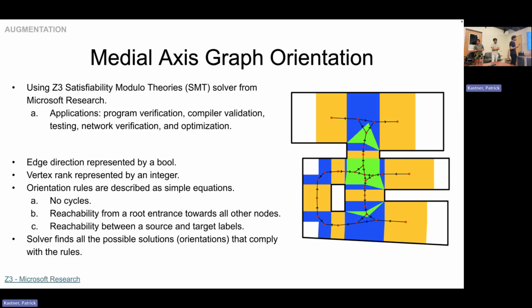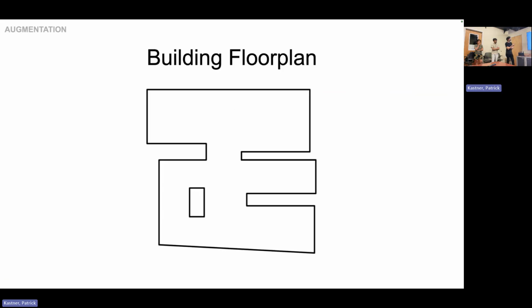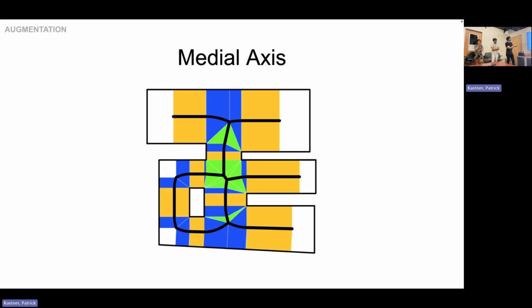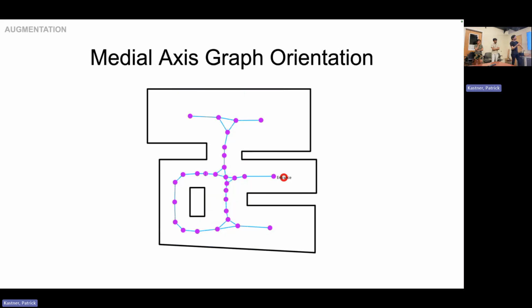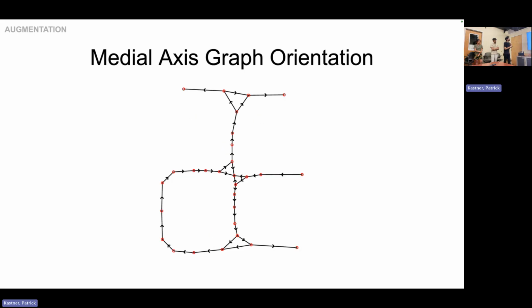So one rule is, of course, there's no cycle, this is a directed acyclic graph. It needs to be reachable from one node, which the user will define, and you can define node-to-node directions between the Medial axis to actually establish what are the ways to orient the graph. So we start with the building floor plan, we compute the Medial axis, we get the graph, we define an entrance node, so everything is directed from here. We have, for example, a source level and a target level. So we need at least one reachability relationship between these two nodes, and then we can actually complete the orientation that complies with those rules.